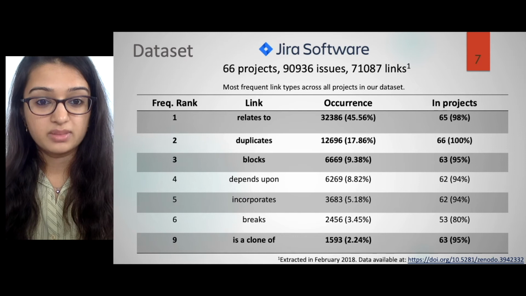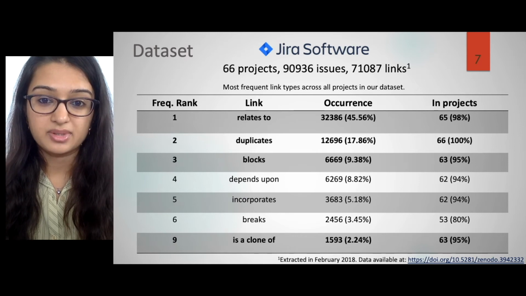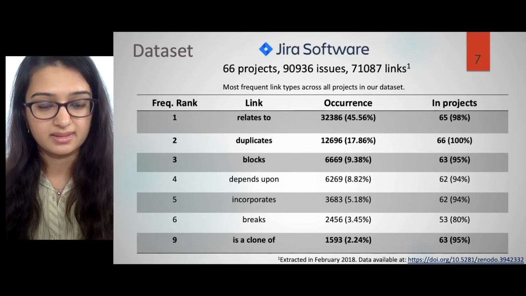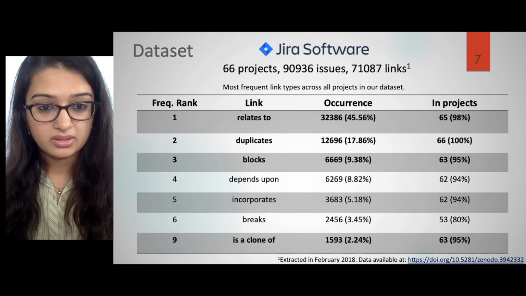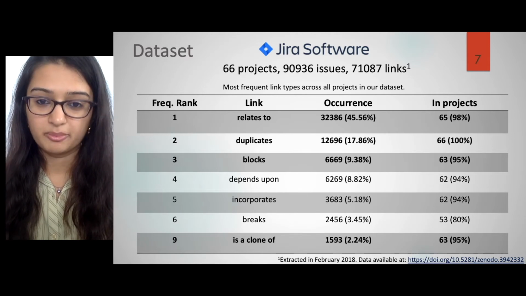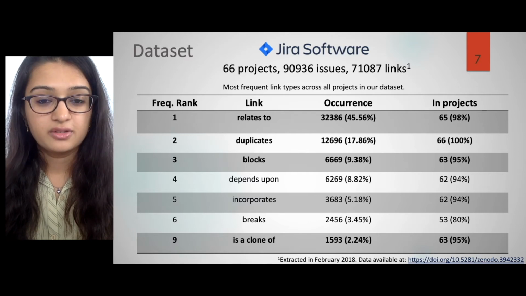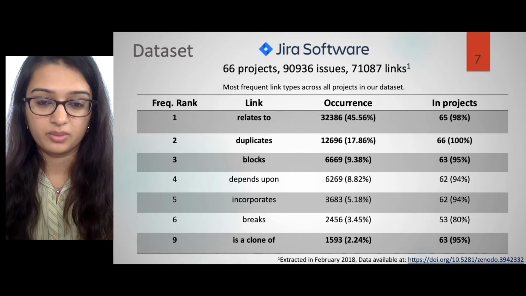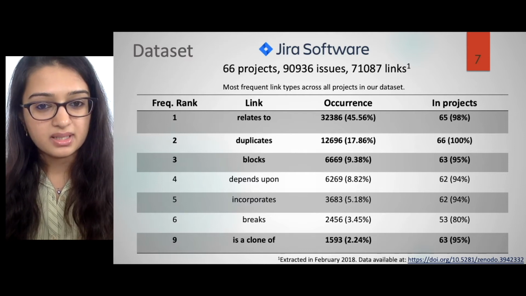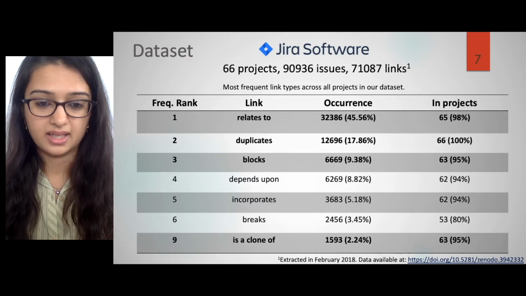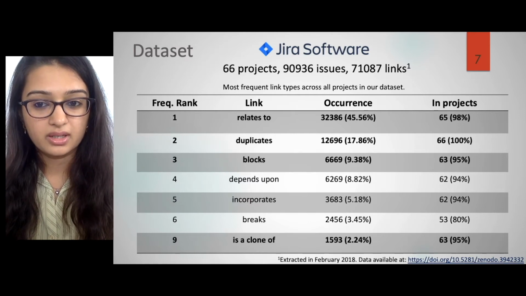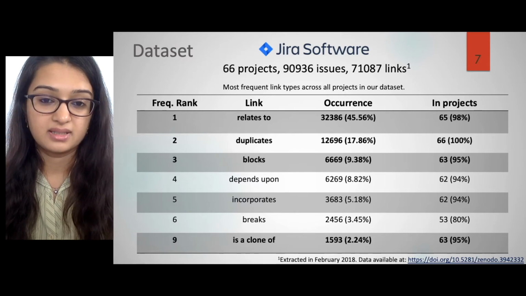This table shows the most frequently linked types across all the projects in our dataset. The 4 in bold, relates to, duplicates, blocks, and is a clone of, are the 4 defaults that Jira platform provides. What's interesting is that custom created link types, such as depends upon and incorporates, actually occur quite frequently, even more so than the Jira default is a clone of. And they also occur in a large proportion of the projects in our dataset, 62 of 66.